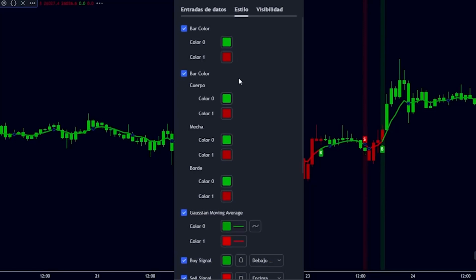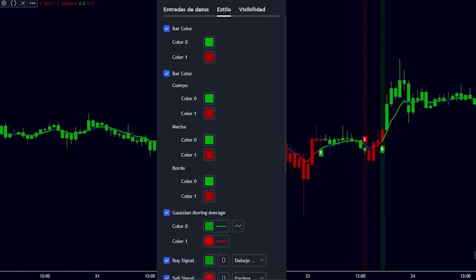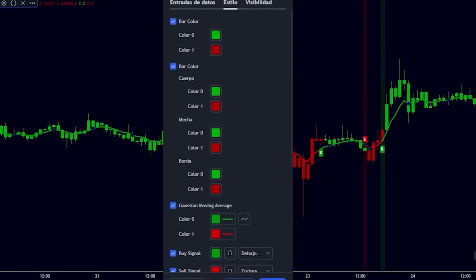In the style section, I personally am going to set it to my taste, and I believe that it is also the way in which our brain will need less time to assimilate this data and that it is much easier to operate, but as I say, this is always more to the taste of each one.